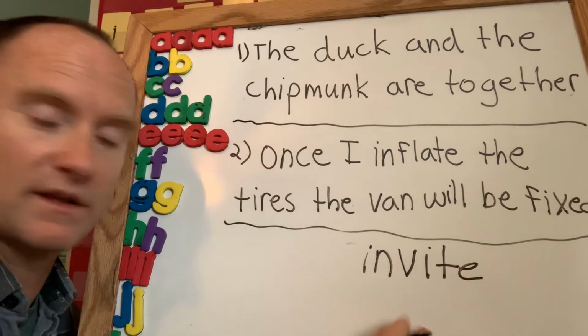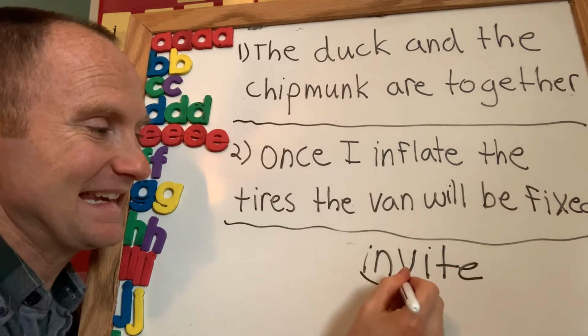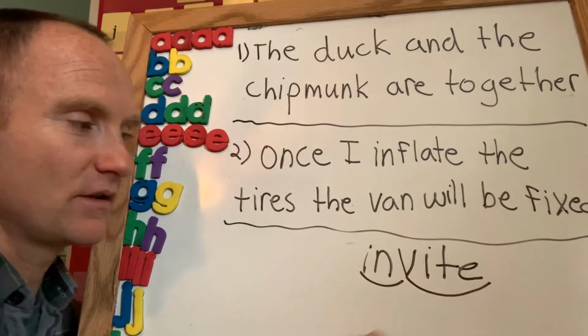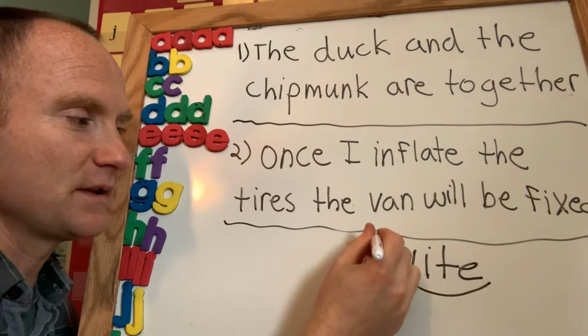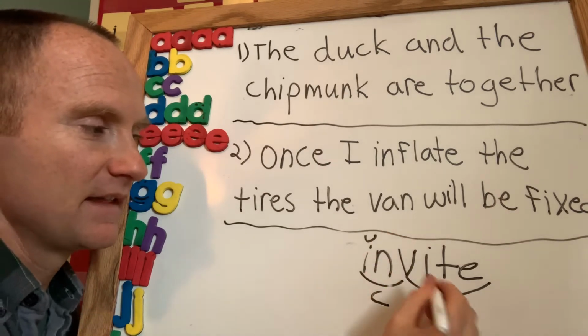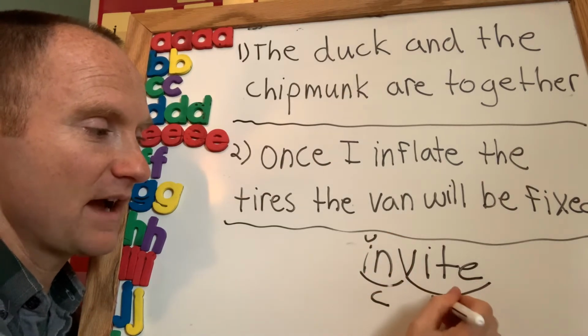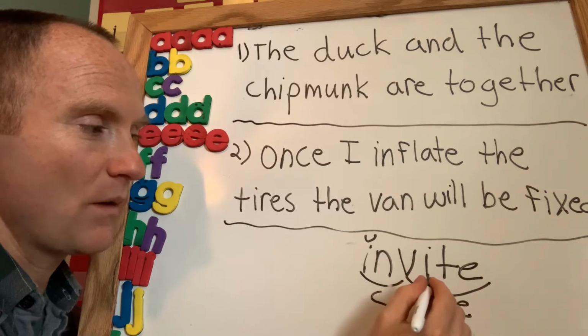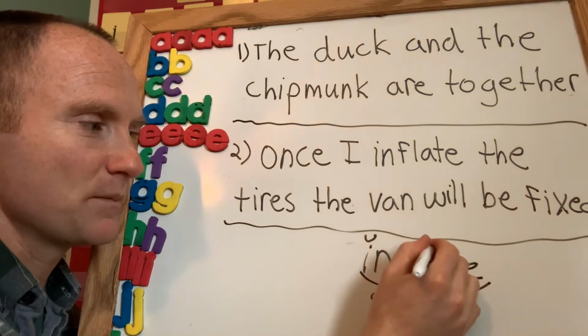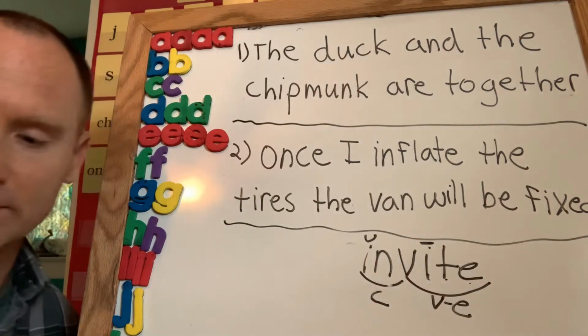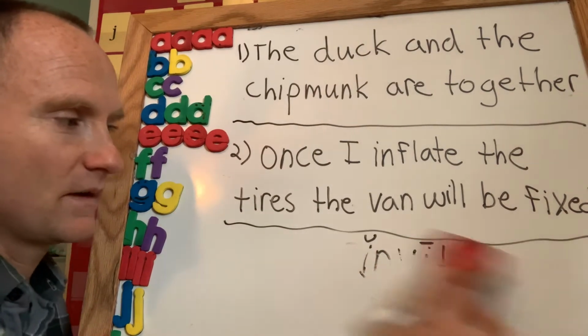So how would I mark this word? Invite. Those are my two syllables. What's the first one? It's a closed syllable, short vowel sound. This next one is a vowel consonant E. You have the vowel, you have the consonant, and you have the E. So we have to mark our long vowel sound because it's a vowel consonant E, okay?